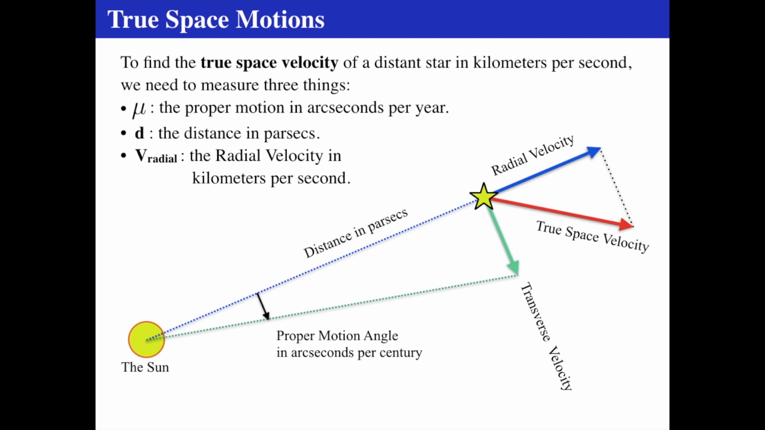And so the transverse velocity is the actual speed across the line of sight, and it is calculated from the distance and the proper motion. And the radial velocity is the part of the motion towards us or away from us.